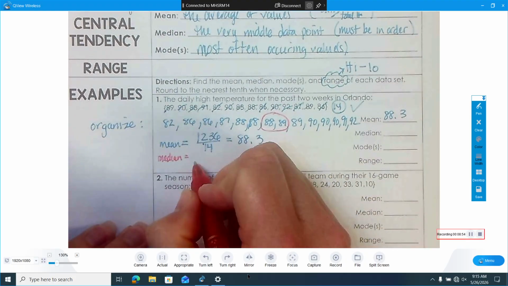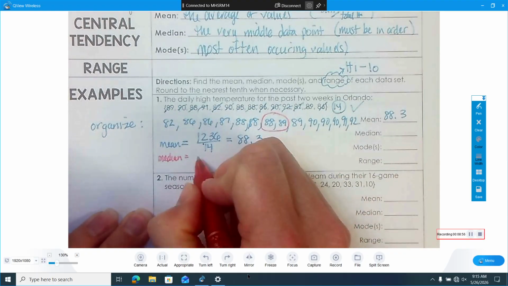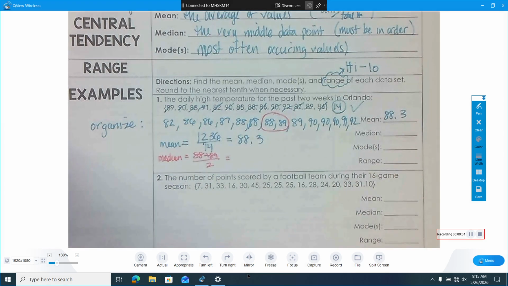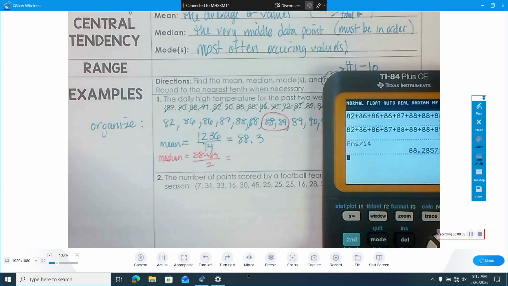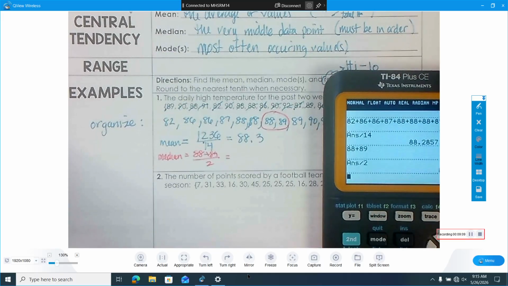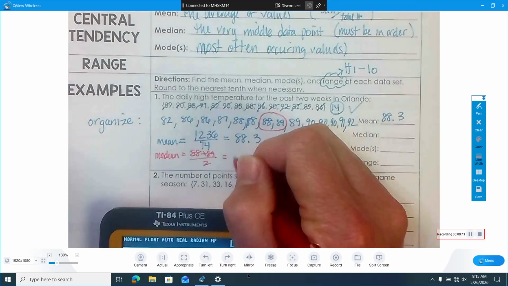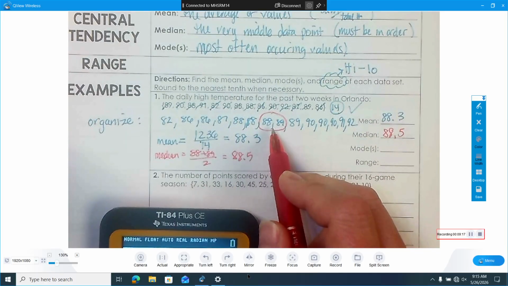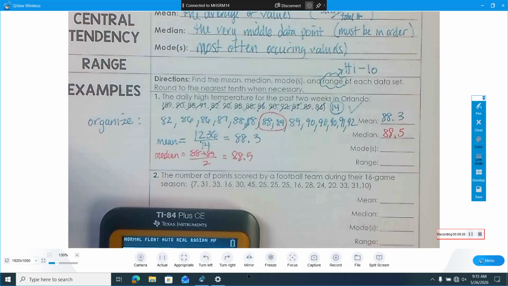And so, yeah, we are going to add those together. So 88 plus 89 over 2 to find the middle, okay? 88 plus 89, whoops, I can't do that. And then divide by 2, I get 88.5. Could we have known that? Yeah, totally, right? What's right in the middle of 88 and 89? Sometimes I need to use my brain instead of my calculator.